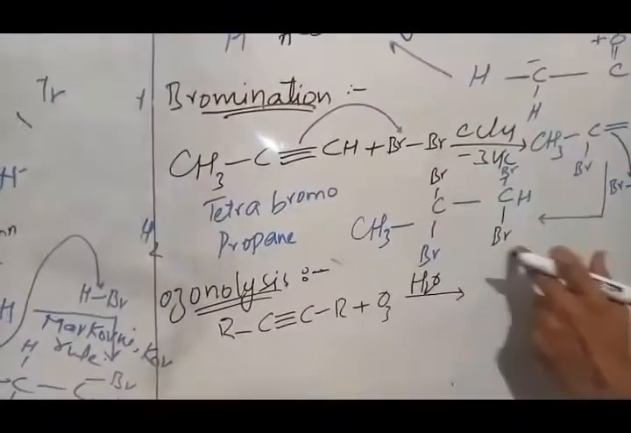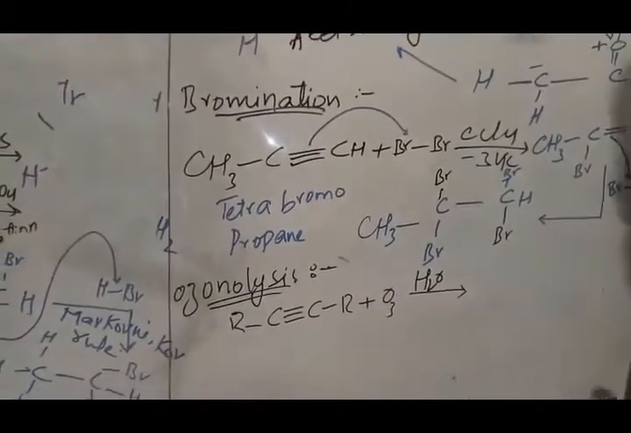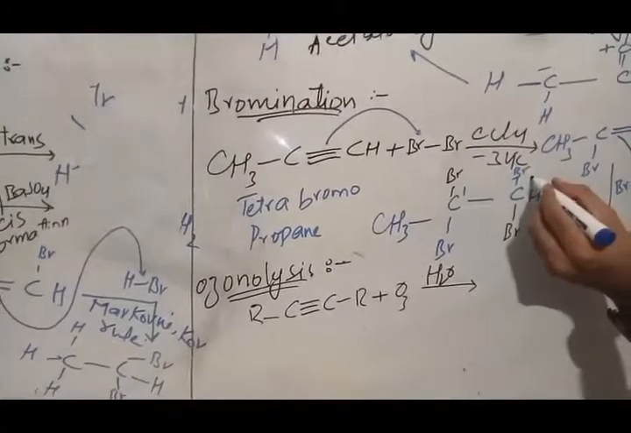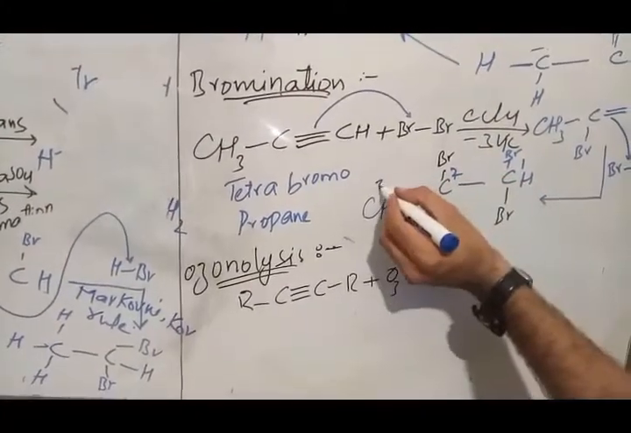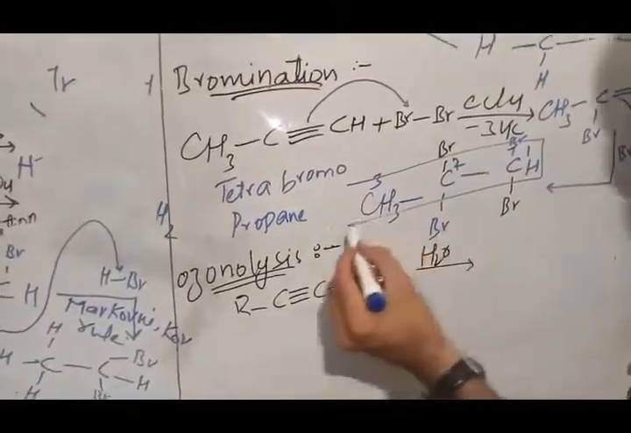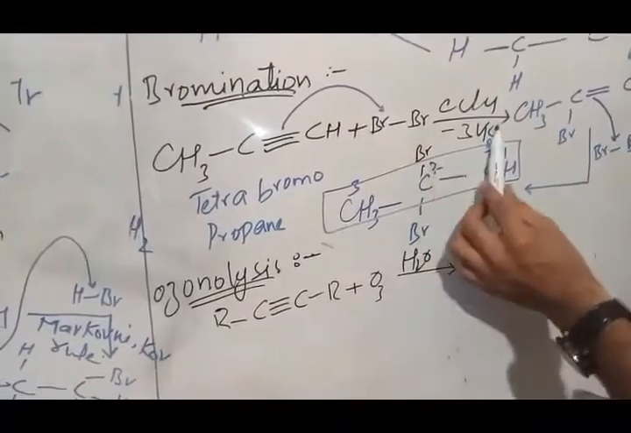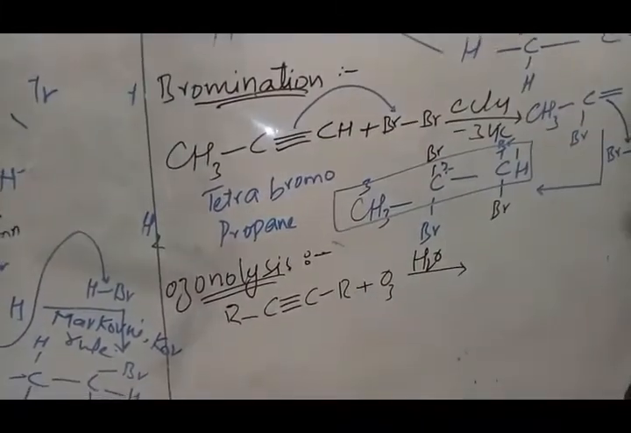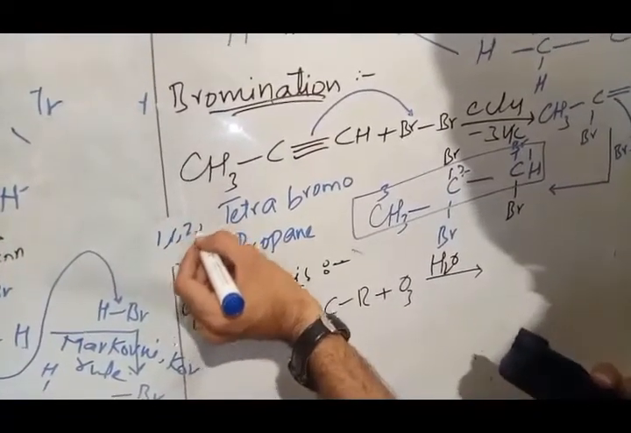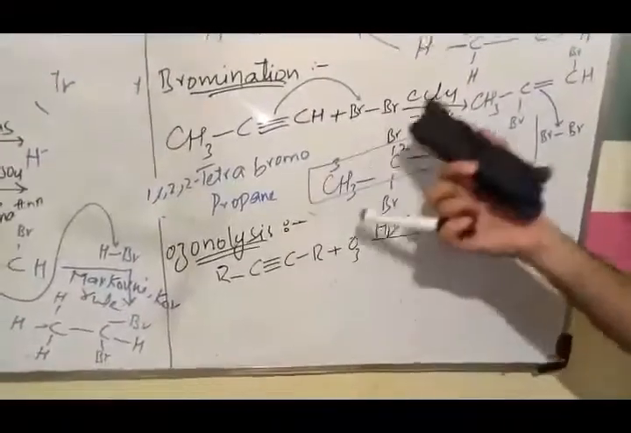Tetrabromopropane. If we want to write the positions, then this will be our 1. Sorry, we will start from this side: 1, 2, 3. So by giving the IUPAC name, this will be our chain. So we can write 1,1,2,2-tetrabromopropane. This is the correct name of this product.